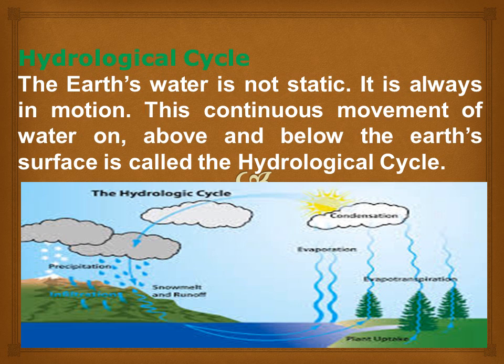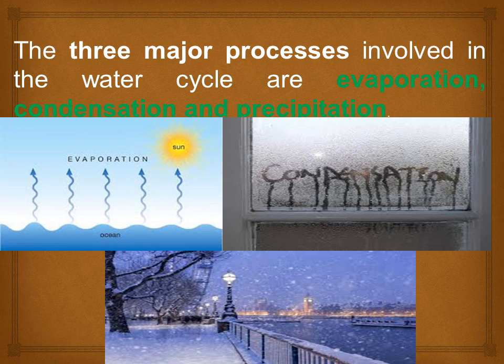Three major processes are there in the hydrological cycle. What are they? Evaporation, condensation, and precipitation. Say with me, all of you. Evaporation, condensation, and precipitation. Evaporation, you see that from the ocean all the water evaporates by the sun's heat. Then condensation, the vapor becomes water droplets in the sky. Precipitation means rainfall, it comes back to the earth.